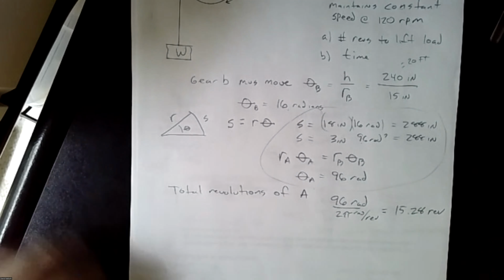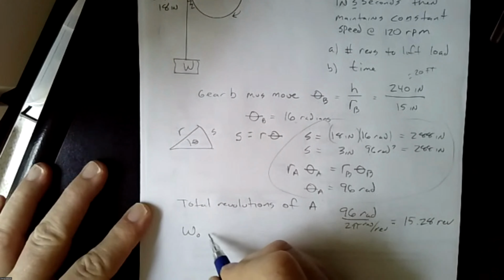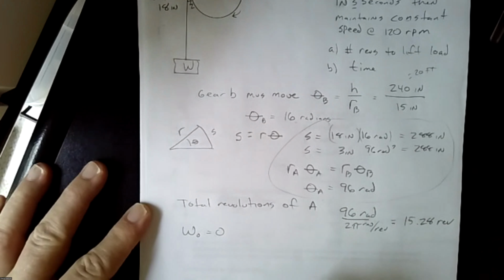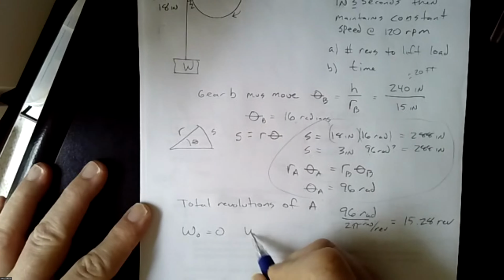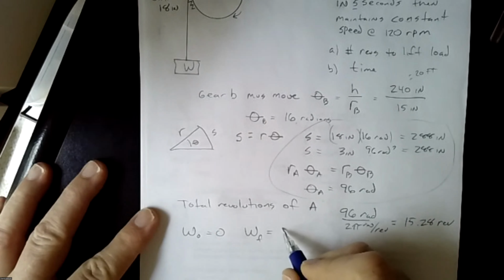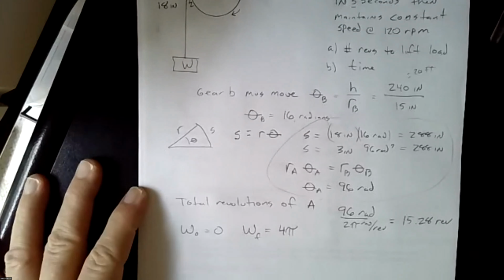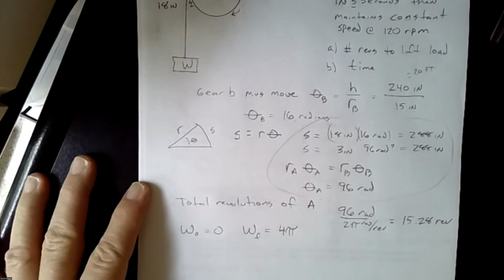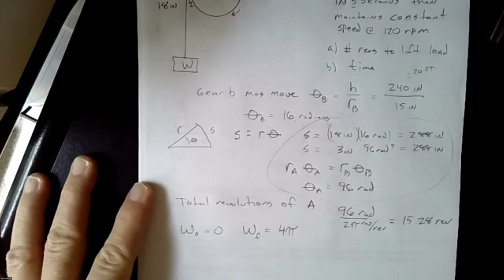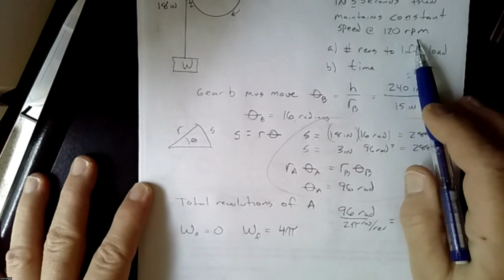All right. So now we know that omega naught was 0 and omega final was 4 pi. Okay. And so where'd we get the 4 pi? Well, it told us a speed of 120 RPM, right?